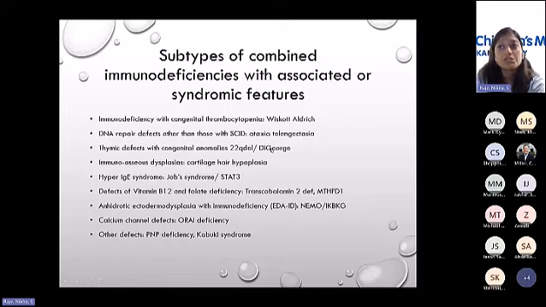There are immunoosseous dysplasias like cartilage hair hypoplasia, and the list goes on. I'll mention the anhidrotic ectodermal dysplasia with immunodeficiency, or EDA, which is caused by NEMO defect. That's a complicated combined immunodeficiency as well. So the list goes on.